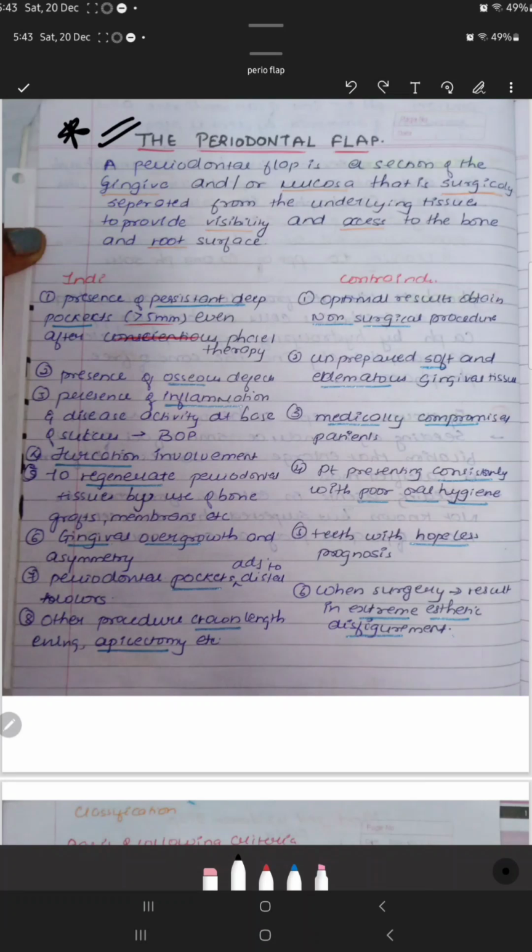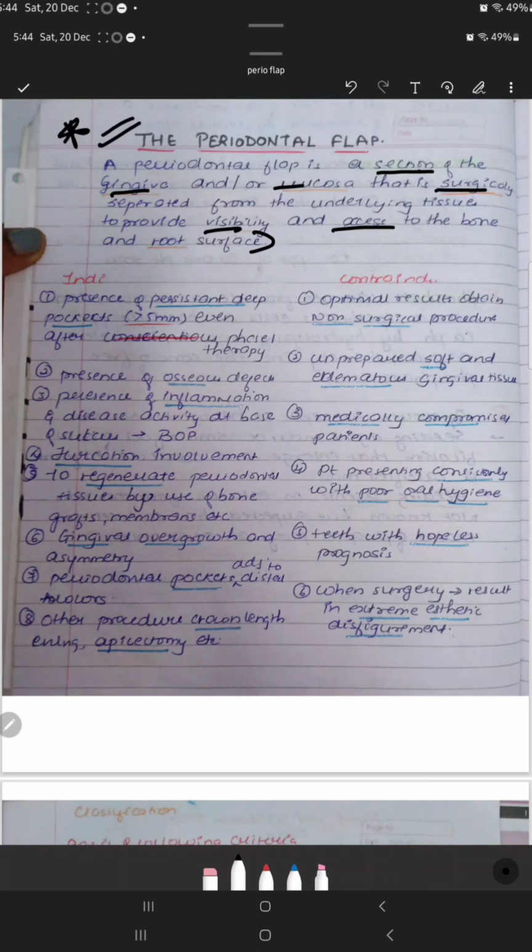So what is periodontal flap? It is a section of the gingiva or the mucosa that is surgically separated from the underlying tissues to provide visibility and access to the bone and root surface.